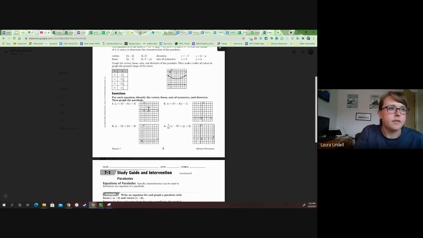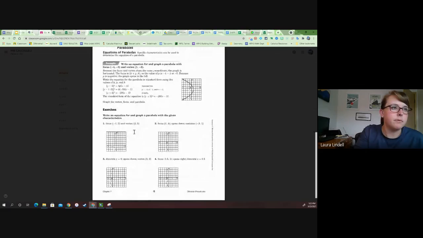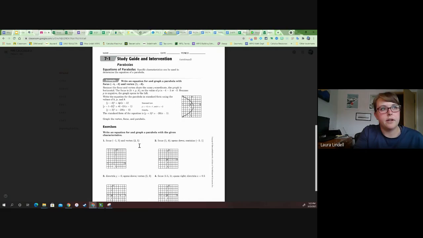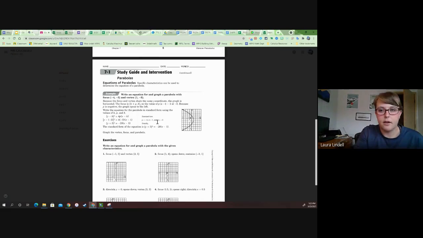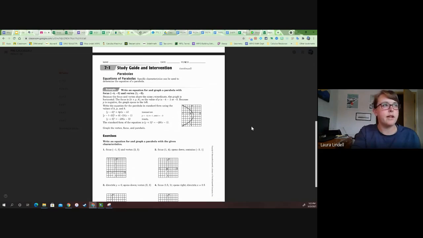And then the second page, we've also got 4 problems that are a lot more like the example, or try number 2, where we're given focus and vertex, or focus and a point, or focus and directrix, or vertex and directrix, that kind of thing. So there's 4 of those and an example up here. And that is your assignment for today.